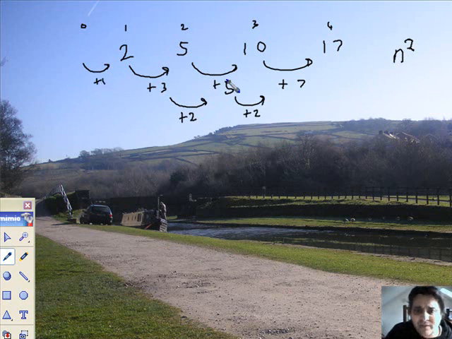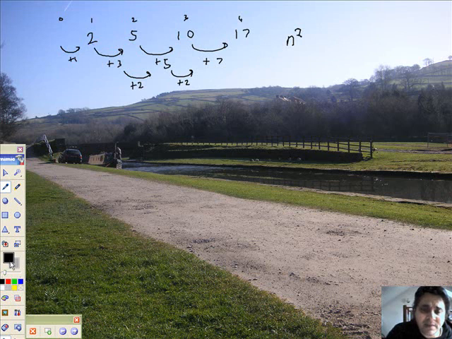Now what number plus the 1? You look at this, 1, 3, 5, 7. It all goes up in a regular way. What number plus 1 makes 2? Answer, 1 plus 1 makes 2. So the 0 term is 1. Final answer, we have n squared plus 1.